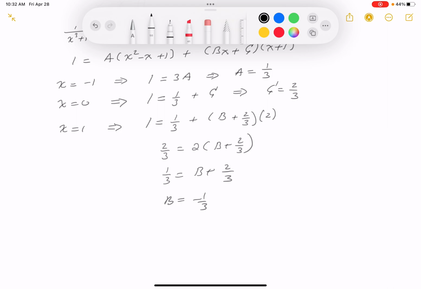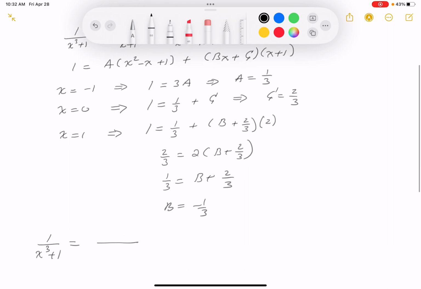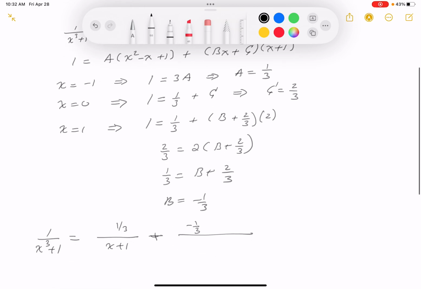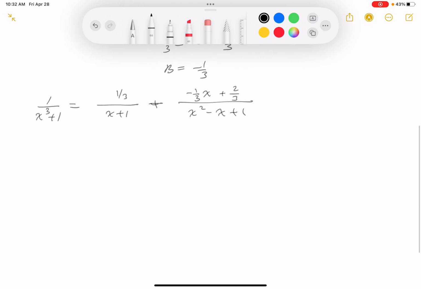Let's write that down. So 1 over x cubed plus 1 is equal to, let's be very careful now, a is 1/3, so it's 1/3 over x plus 1, and then plus, well, let's see, b is minus 1/3, and then the c was 2/3. And that was over x squared minus x plus 1. So there's a lot of preliminary work. I'm still not even close to being done with the problem, but I'm going to write this over here as the integral of 1 over x cubed plus 1 dx.